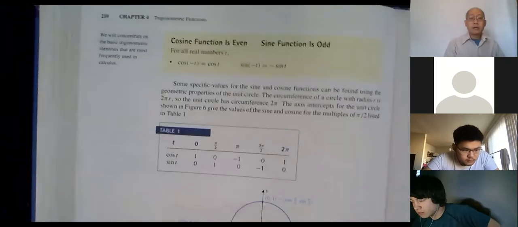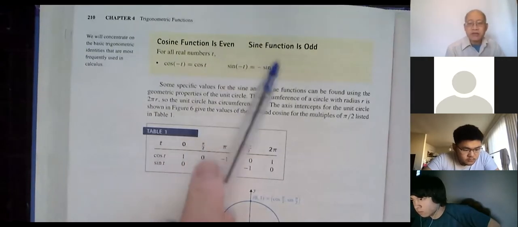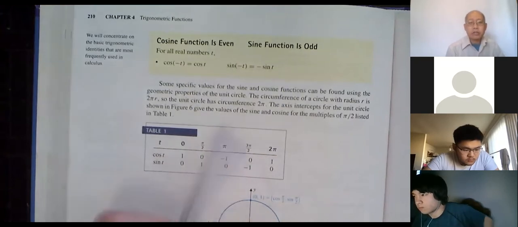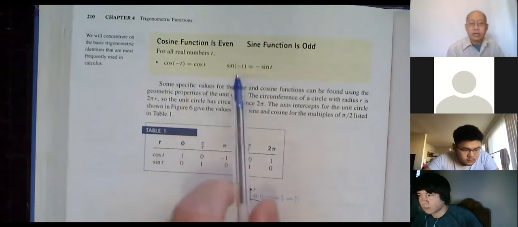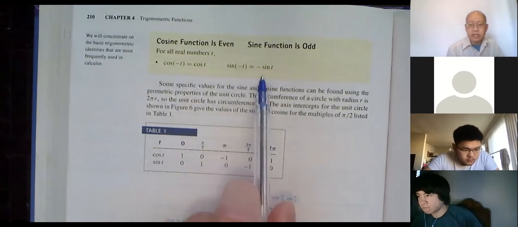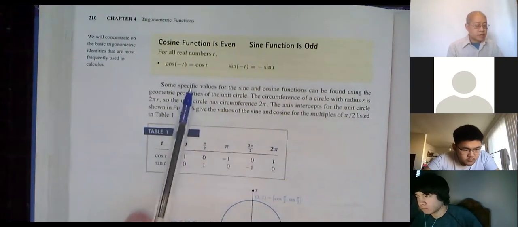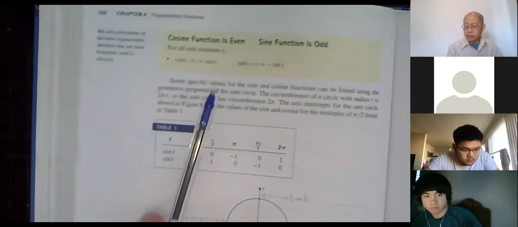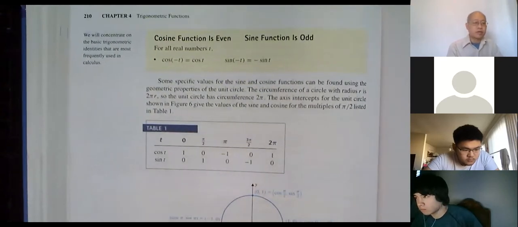All right. It turns out the cosine function is even and the sine function is odd. So cosine of negative t is the same as the cosine of t. Sine of negative t is equal to negative sine of t. Okay? So if you have the cosine of negative an angle, it's the same as the cosine of an angle. That's always true. Sine of negative an angle is the opposite of the sine of the angle.